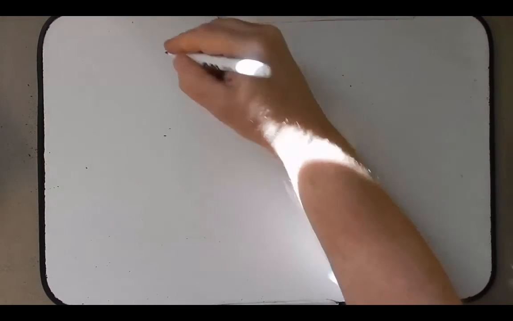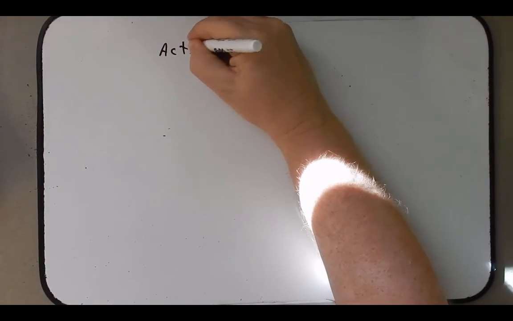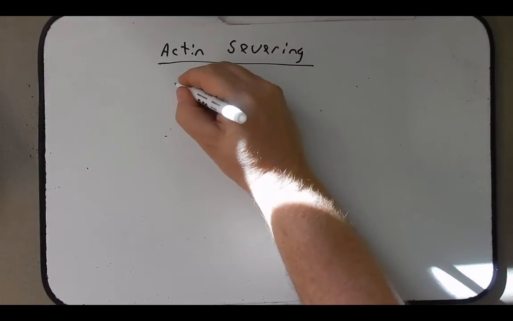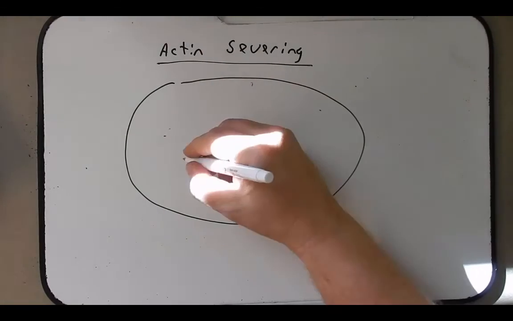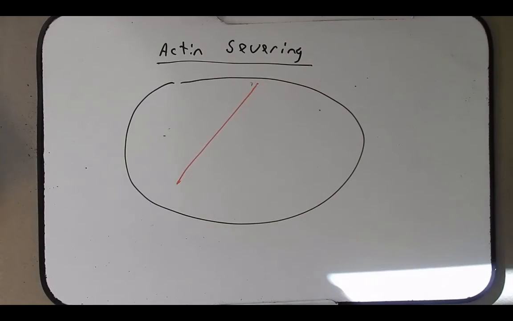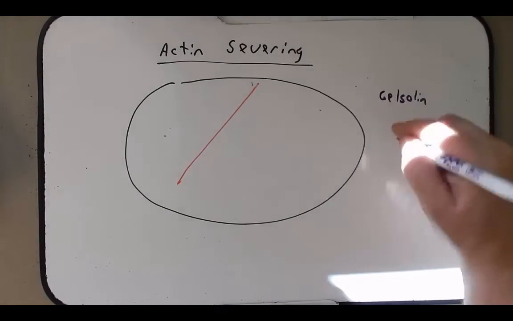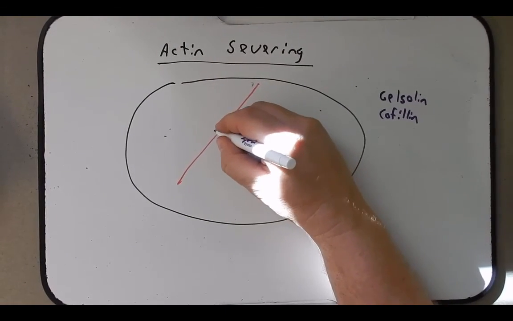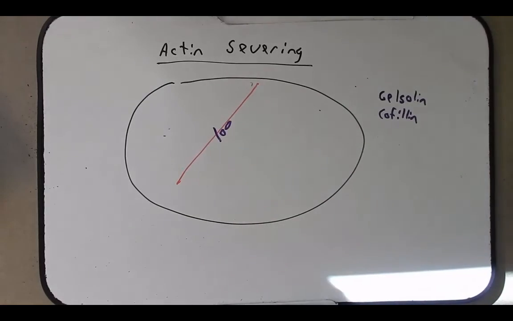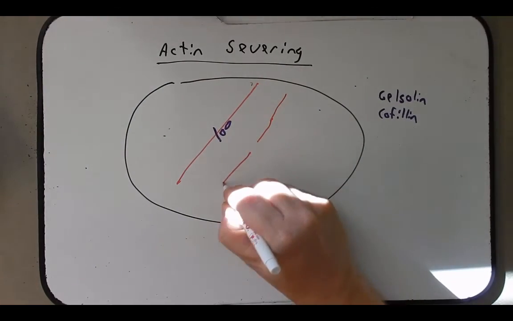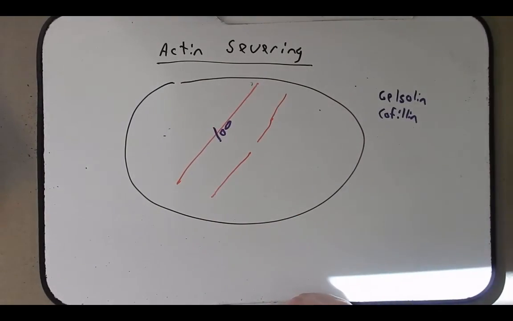Okay, the last thing I'd like to talk about is something called actin severing. And this sounds just like what it is. You may have an actin filament growing this way. So you can have these proteins called gelsolin and cofilin that will bind to the actin and facilitate its breaking. So you end up with two filaments, like so. And it can break it down even more.